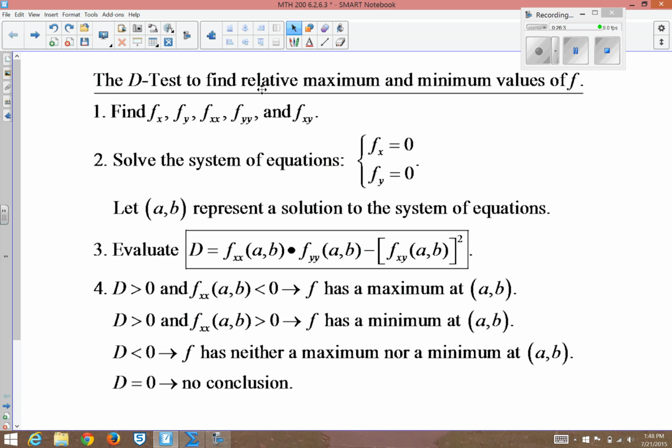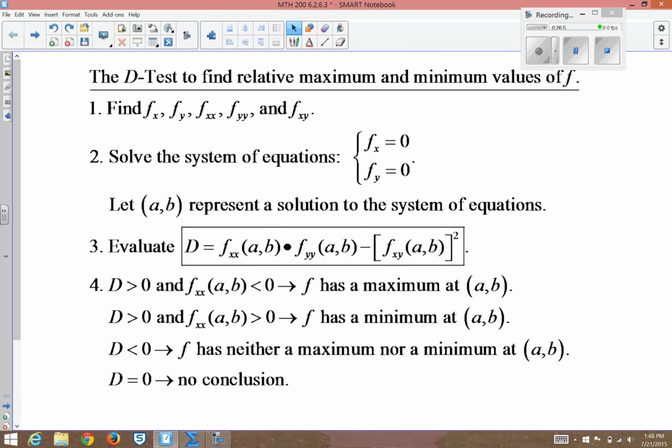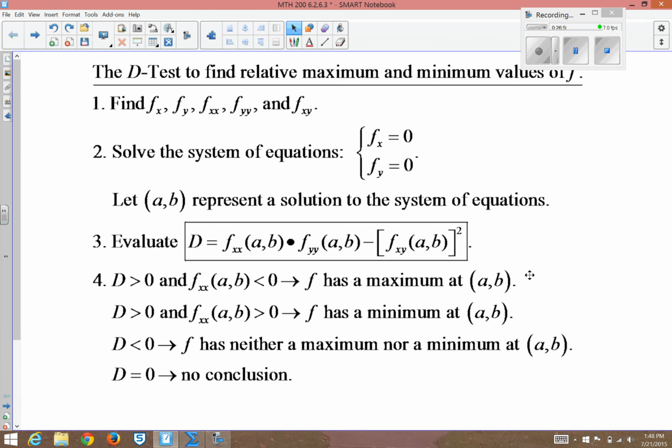It is a test to find relative maximum and minimum values of a function when it's a function of x and y. So there's 4 steps here. You should write down all of these steps. You can copy them off of this. Pause the video and copy, or you can copy them from your textbook on page 566. Page 566. So here are the 4 steps called the D test.